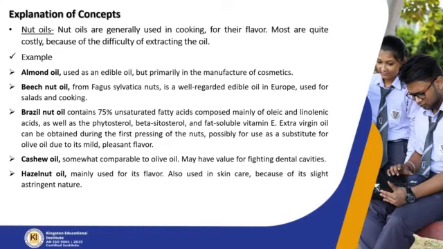Then there is beech nut oil, from the Fuga sensitive nut. It is also extracted from the beech nut, a type of product that is also heavily used as a snack. In the European region, they heavily use this type of oil for salads and cooking. Then there is Brazilian nut oil, which contains 75 percent unsaturated fat, mainly oleic and linoleic acid as well. This type of oil is extracted from different types of Brazilian nut-based material.